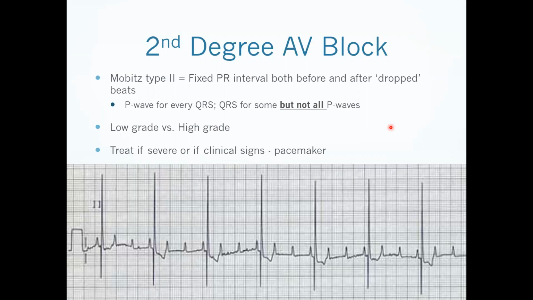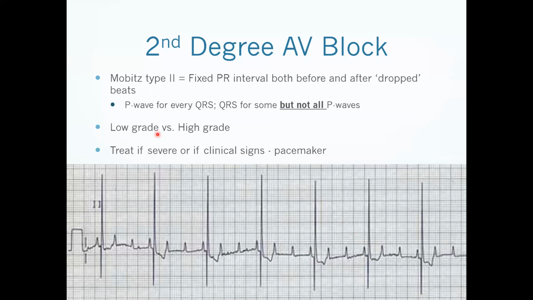Mobitz type 2, on the other hand, we still have unconducted P waves. Okay, some are conducted. Here are conducted ones. But the PR interval is going to be identical for each of them. So that's what makes this a Mobitz type 2 second degree AV block.